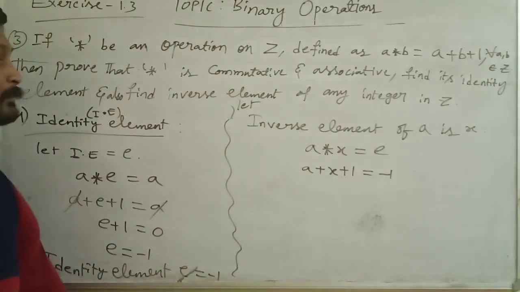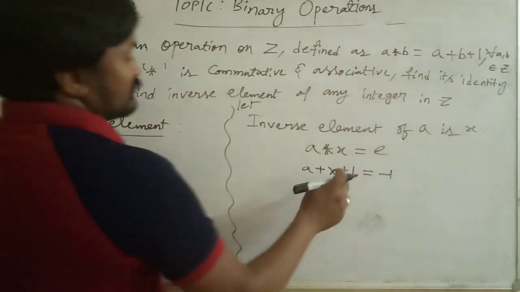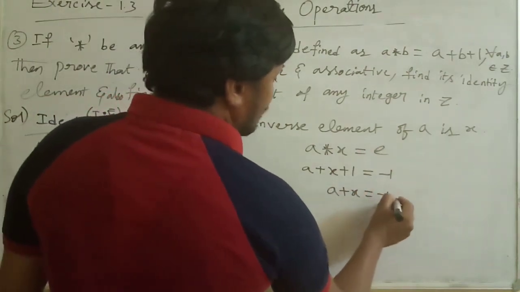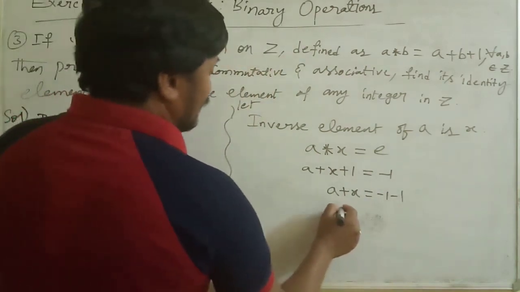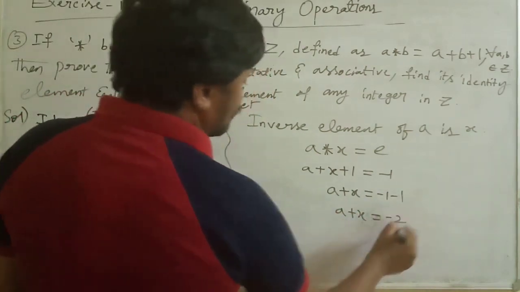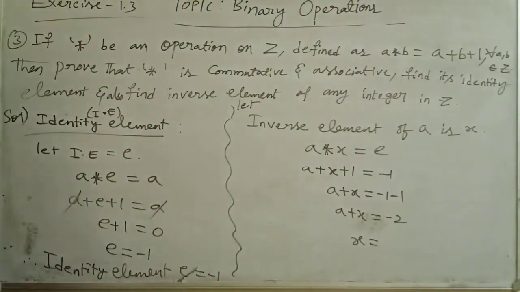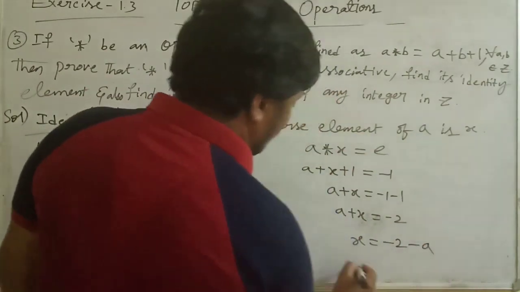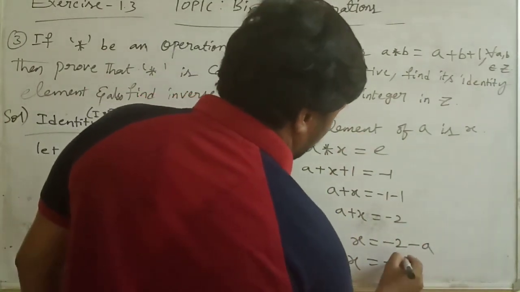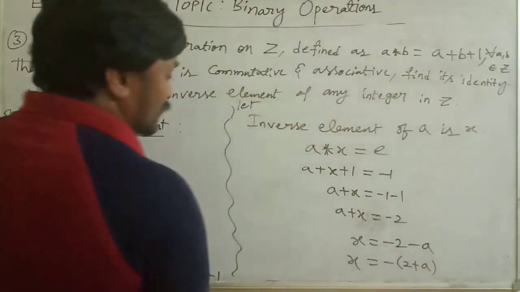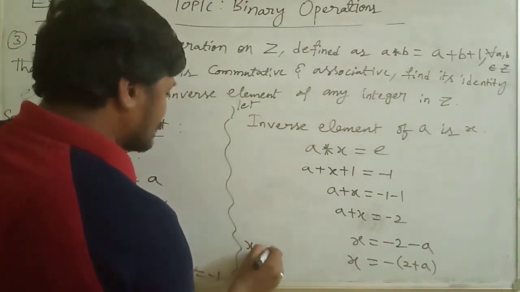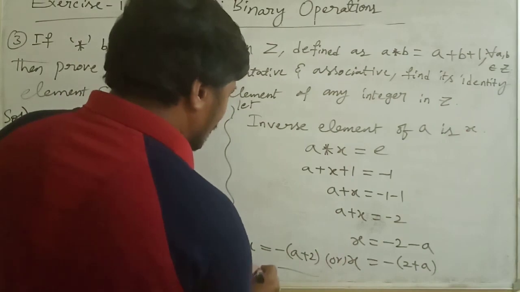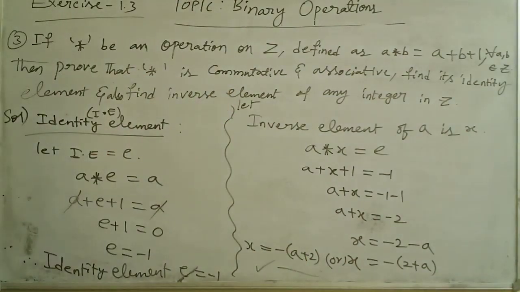Now what can we do in this place? Here plus 1 goes to that side, minus 1. So A plus X is equal to minus 1 minus 1. Then A plus X is equal to minus 2. X is equal to minus 2, and A goes to that side, minus A. So X is equal to minus 2 minus A, taking minus common, X is equal to minus of A plus 2. So this is about the inverse element of the given function.